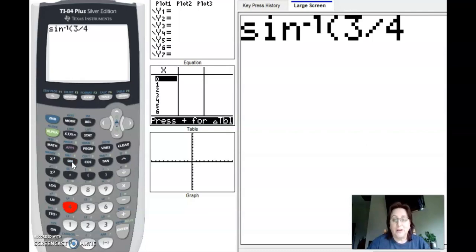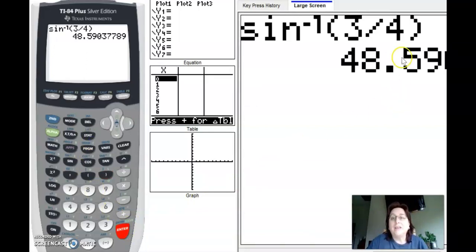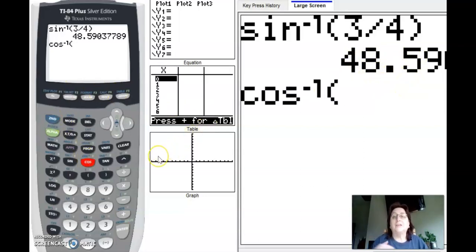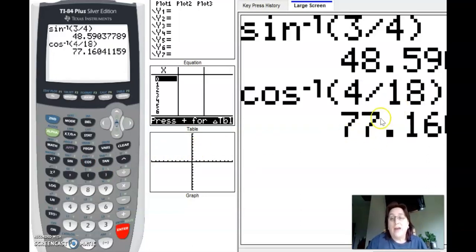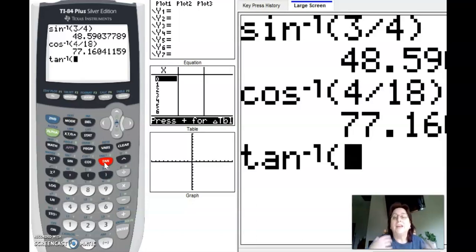This is where you can put in the ratio and then you hit enter, and it's going to give you a number. Well, guys, that is the measurement of the angle. This angle would be 48.6 degrees. Same thing if I hit second, cosine, that gives me the inverse cosine. I put in the ratio, let's say the ratio is 4/18. I hit enter. That angle is 77.2 degrees.